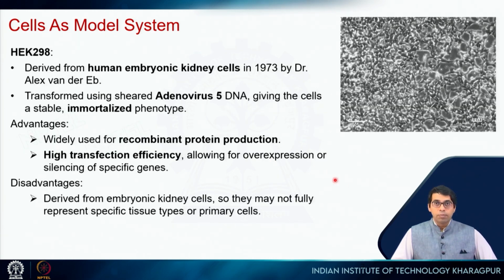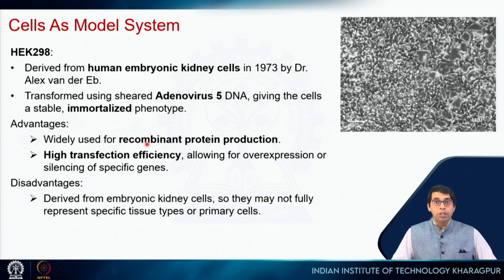So let's look at some model cellular systems. HEK 293, where HEK stands for human embryonic kidney. These human embryonic kidney 293 cells were derived in 1973 by Dr. Alexander van der Eb. These cells are very useful and they are routinely used in different cell culture experiments throughout the world. They can be easily transformed using sheared adenovirus, giving cells that are stable and immortalized. So they have an immortalized phenotype, which means that this particular cell line can be used again and again in all these different labs. What are the advantages?